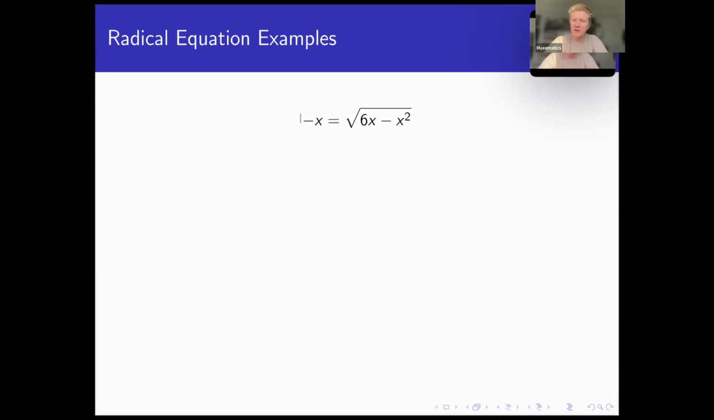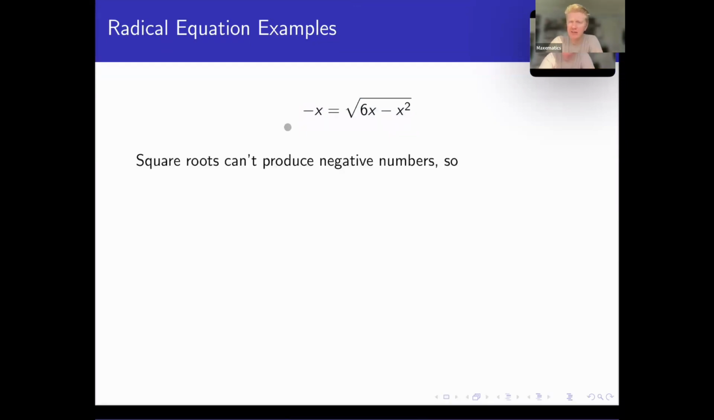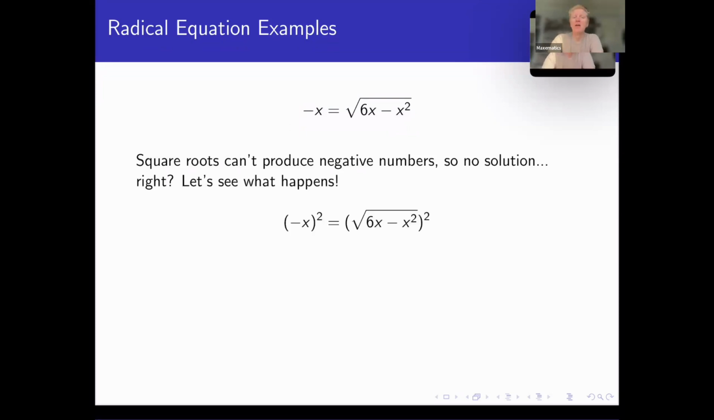All right, well, let's do it again, but we have negative x equals square root of 6x minus x squared. So right away you say, oh, negative x, square roots can't produce negative numbers. So we're done, right? Let's see. Let's square both sides. This is a square root, so let's square both sides. Negative x squared would be positive x squared. Square root and x squared cancel out. All right, well, let's see what happens.